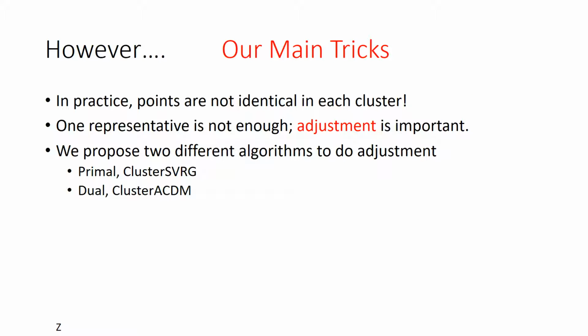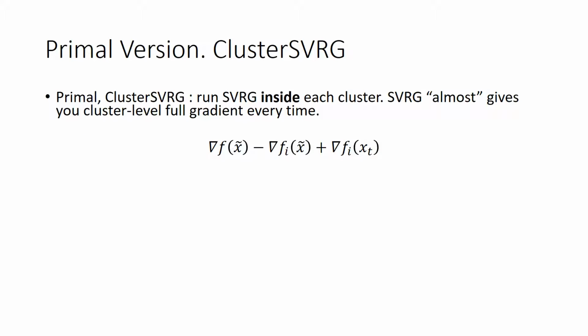However, in practice, we notice that points are not identical in every cluster, so one representative for every cluster is not enough. We need some adjustment. So we propose two different algorithms to do the adjustment. The first one is cluster SVRG. We run the SVRG algorithm inside each cluster.